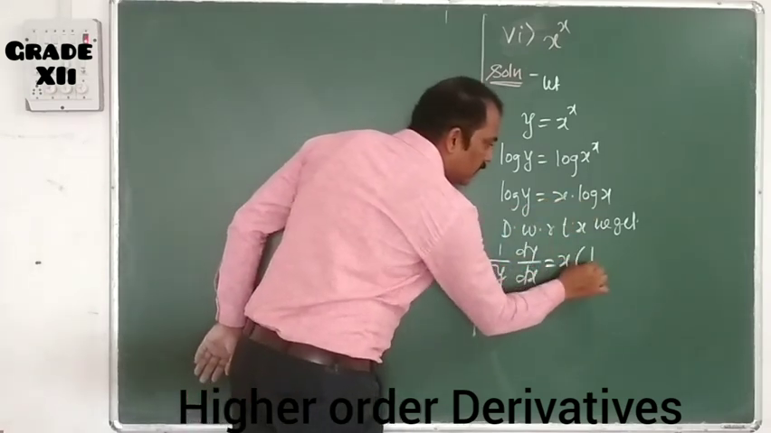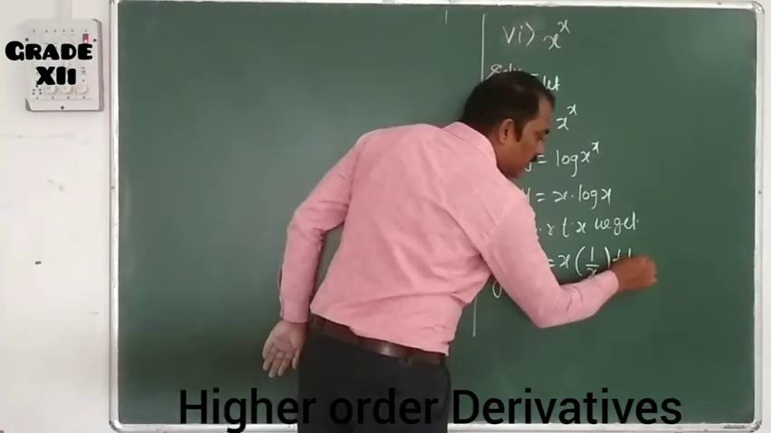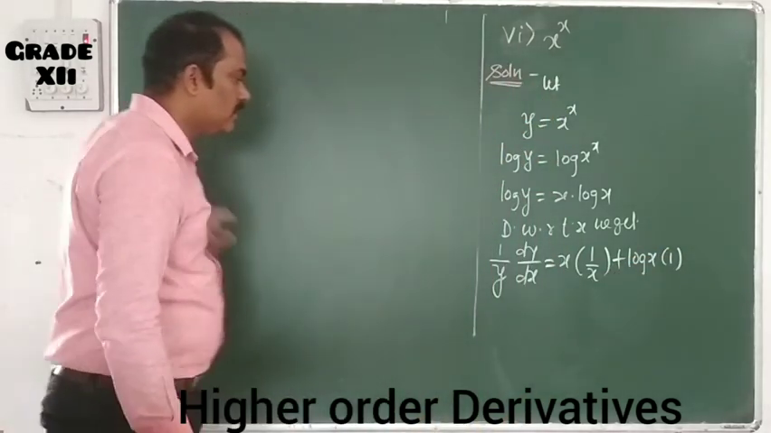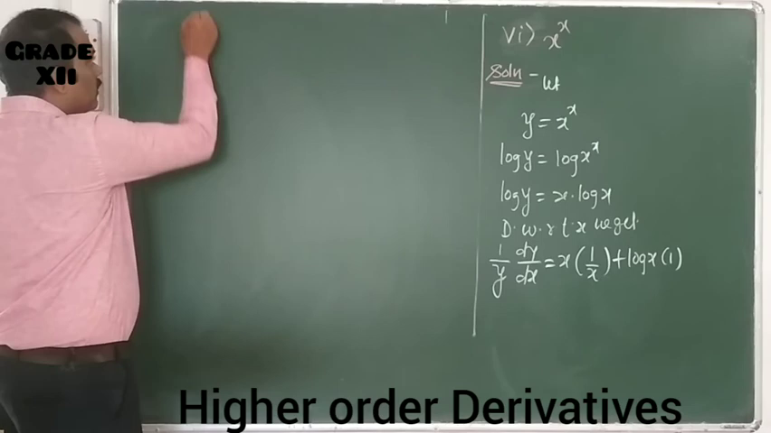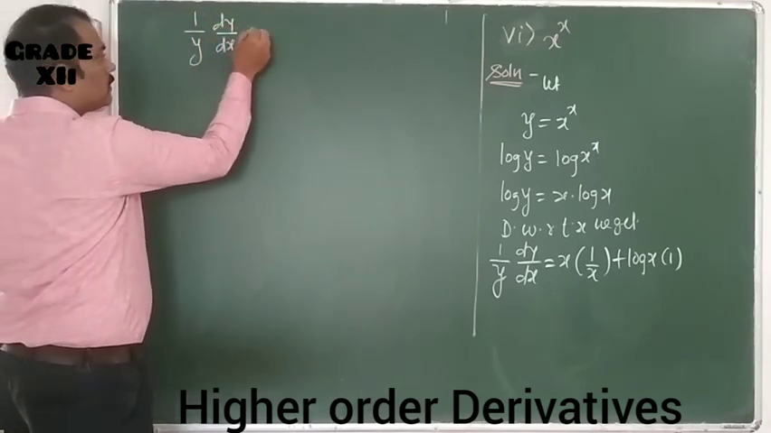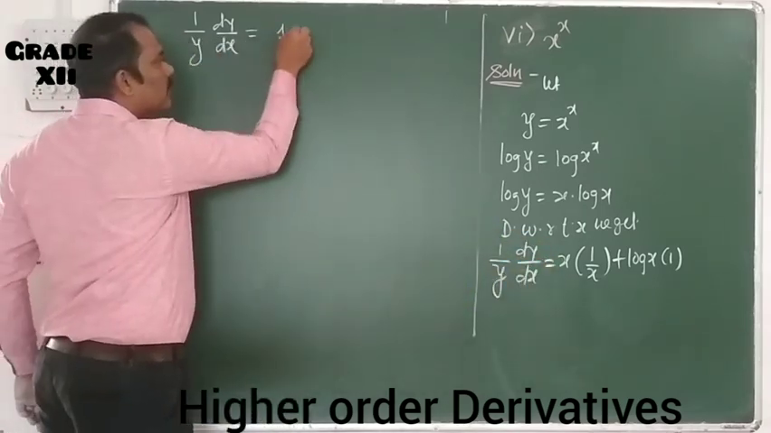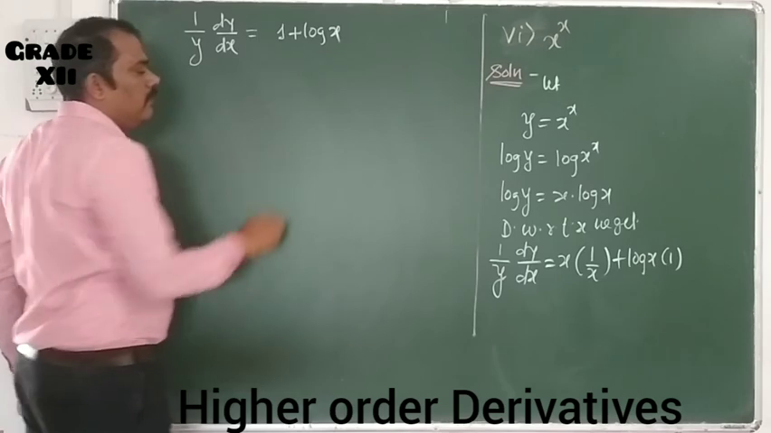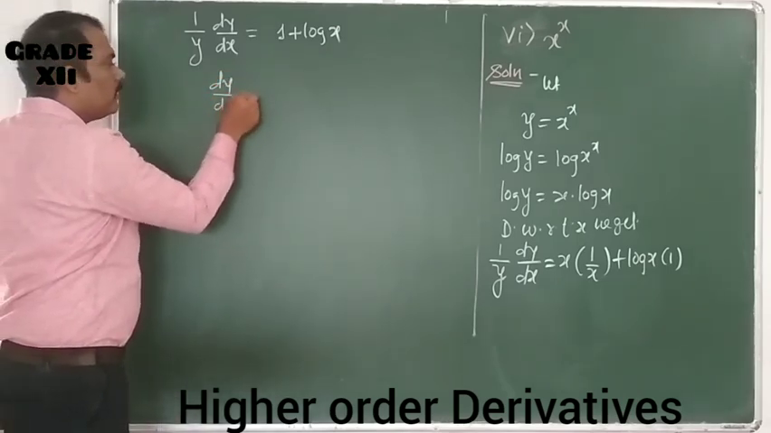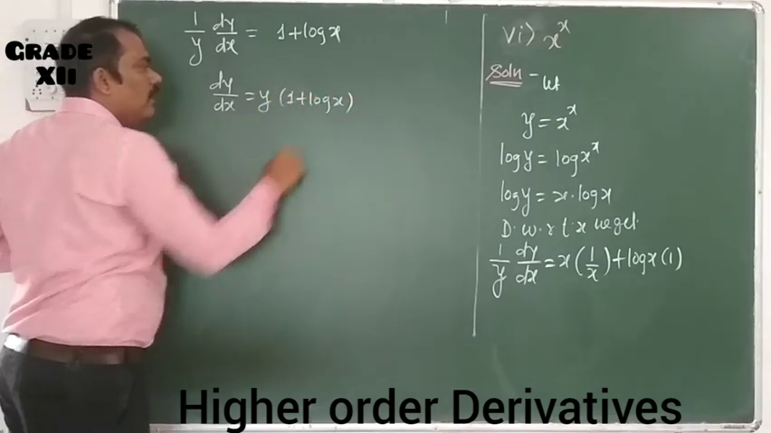First function as it is, derivative of second. The derivative of log x is nothing but 1 upon x. Log x as it is, derivative of x with respect to x is nothing but 1. So we can write 1 upon y dy by dx is equal to, x gets cancelled, so we get 1 plus log x. So dy by dx is equal to y into bracket 1 plus log x.